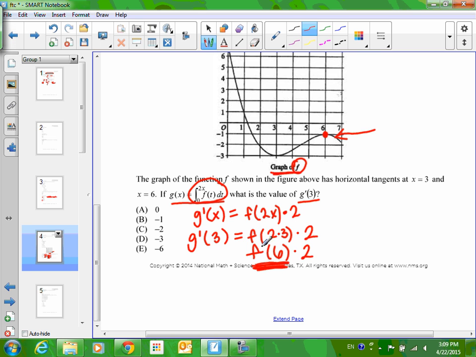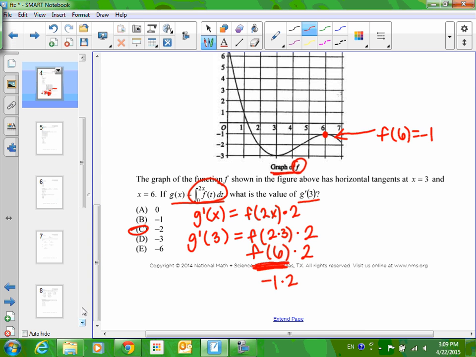If this had said f prime of 6, what's f prime of 6? 0. But what is f of 6? Right. I know I'm kind of saying a lot about that, but that's an easy mistake for people to make. So -1 times 2, -2.